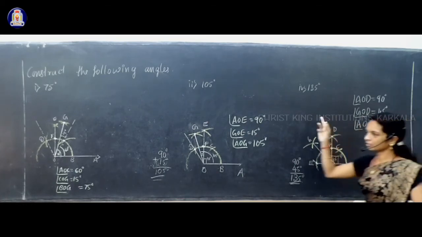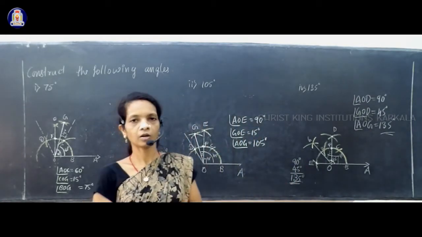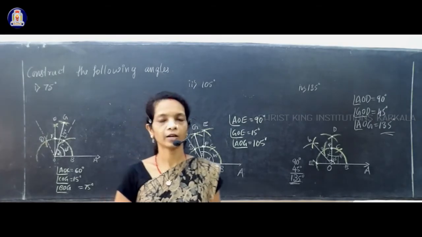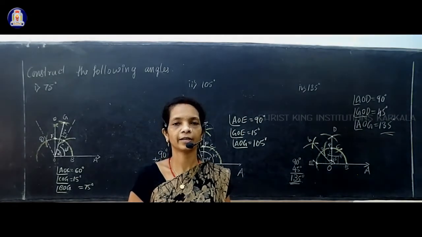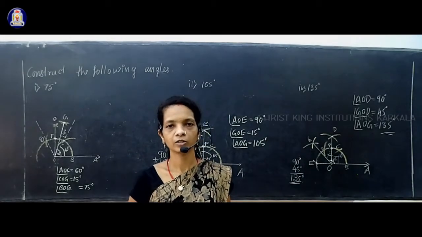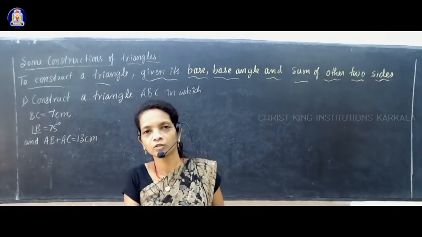Okay, so these three constructions are a little bit complicated. You have to do them with the proper scale and the proper compass, tighten that compass and sharpen your pencil, then you will get exactly these angles. Okay, thank you. Next, you have some constructions of triangles.